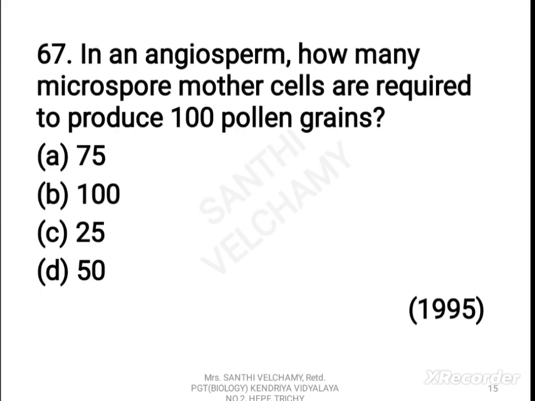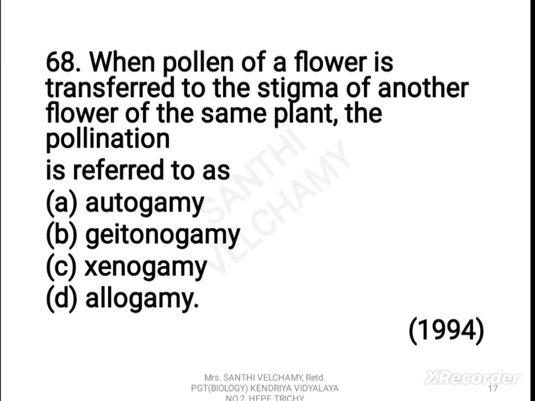Next question. In an angiosperm, how many microspore mother cells are required to produce 100 pollen grains? A. 75, B. 100, C. 25, D. 50. The correct answer is C. 25.